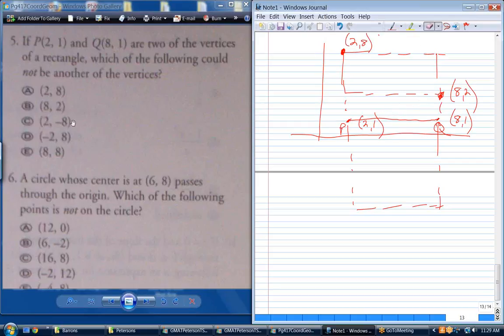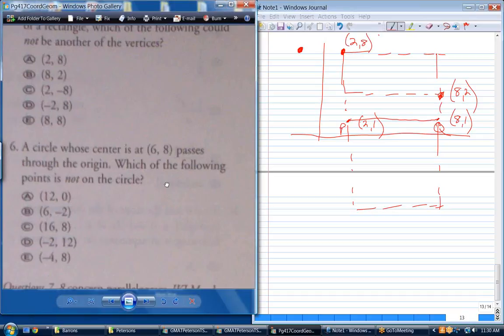Okay, so 2 comma minus 8. That's the same as 2 comma 8, so you can do that. Okay, how about minus 2 comma 8? No. All right. And I don't know of a better way of doing that other than just going through each answer until you come across the one that doesn't fit.